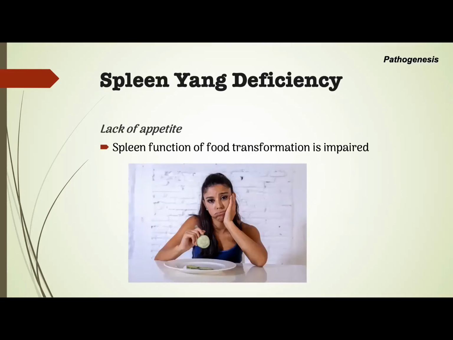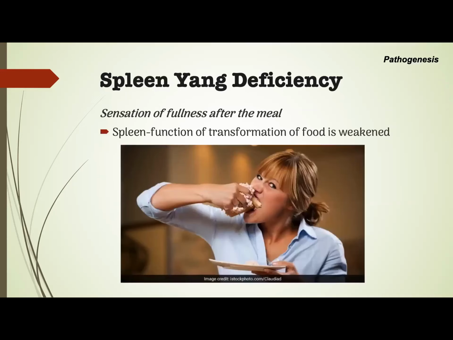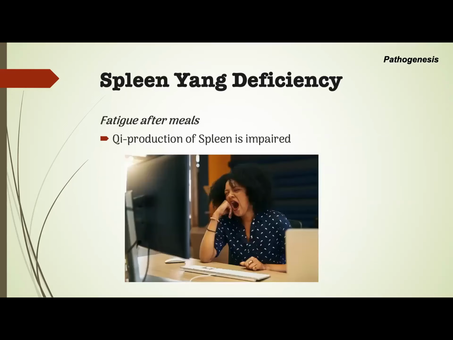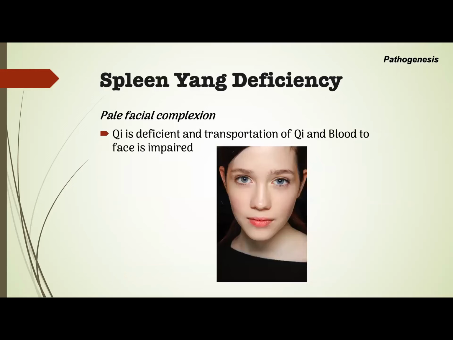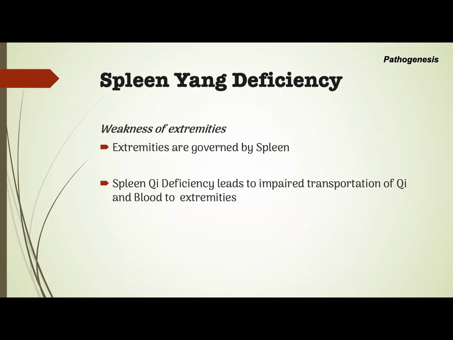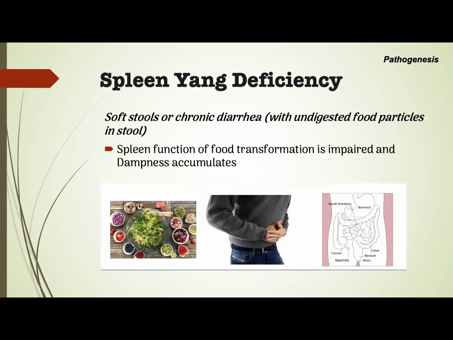There is also lack of appetite because of impairment of the spleen function of food transformation. Sensation of fullness after the meal because of weakened spleen function of food transformation. Fatigue after meals because of impairment of spleen qi production. Facial complexion is pale because qi is deficient and the transportation of qi and blood to the face is impaired. The extremities are weakened because extremities are governed by the spleen, and since we have spleen qi deficiency, this will lead to impaired transportation of qi and blood to the extremities. Soft stools or chronic diarrhea with undigested food particles in the stool, so the spleen function of food transformation is impaired and dampness accumulates.